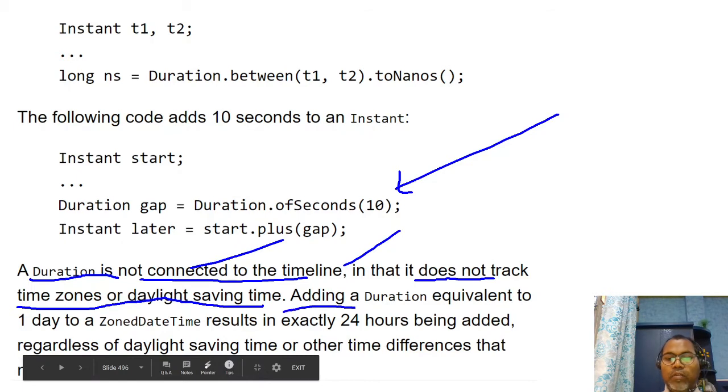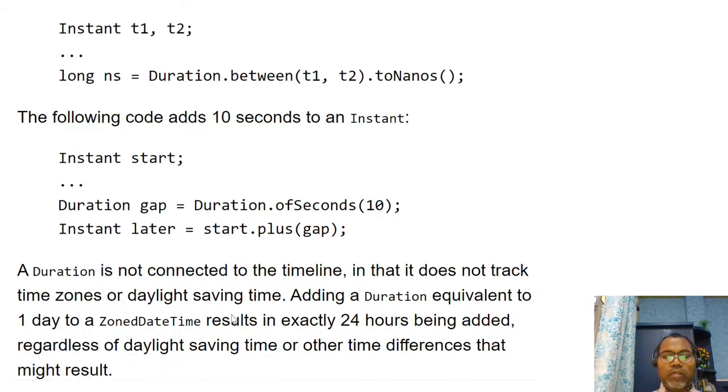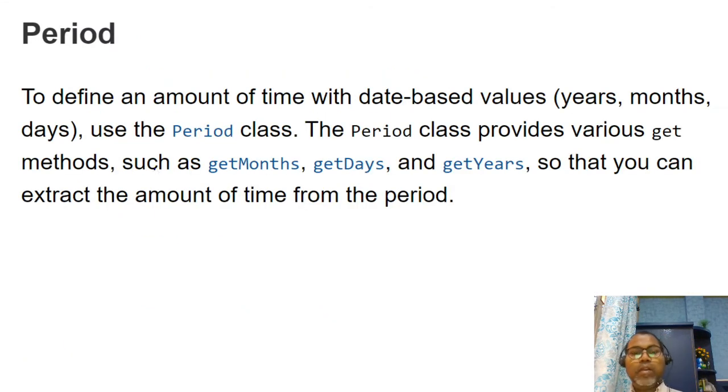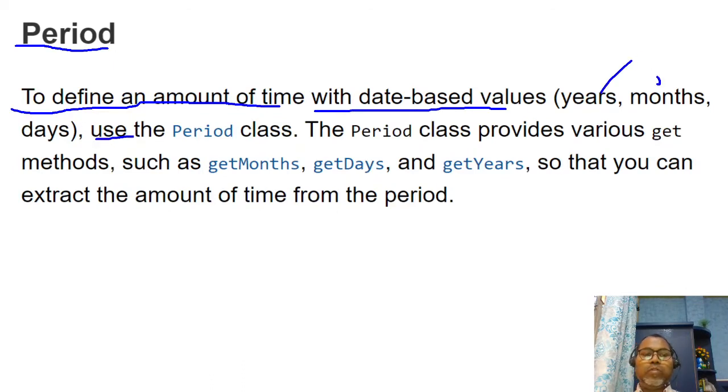Let's say adding a duration equivalent to 1 day to your zoned date times. Exactly 24 hours, they are going to add 24 hours. So if you need to maintain daylight saving or other, this might not be a good place. This just adds or subtracts exactly a flat number of hours. Similarly, sometimes we have to use the Period class, to define an amount of time on the basis of a value like year, month and day, so use Period.